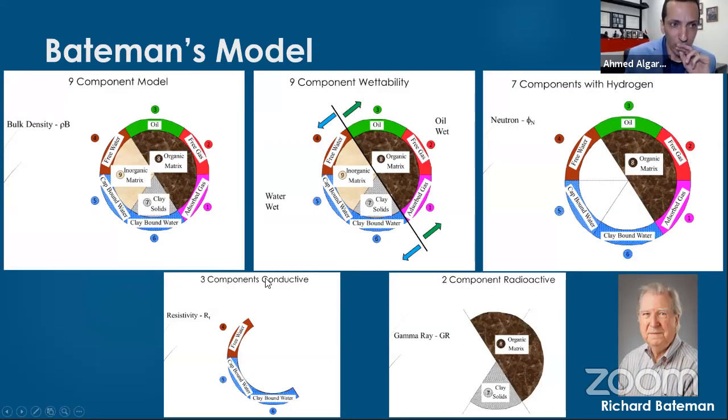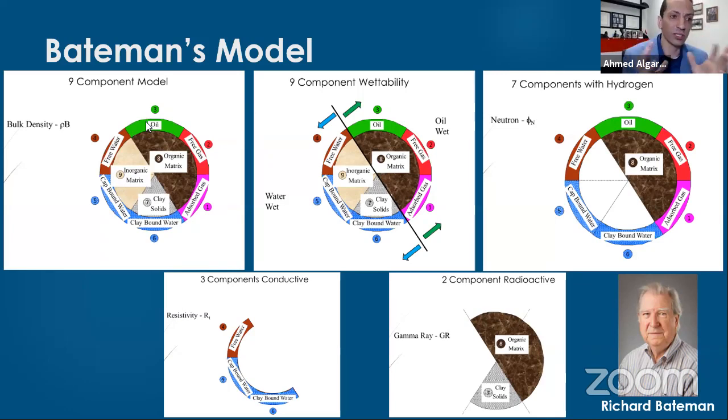I want to show you a good piece of work done by one of my advisors, Richard Bateman. He's a British guy who was teaching at Texas Tech University, and I was one of his students. He presented to us something very interesting that summarizes a lot of information. Look at the first one to the left, the 9 components model. These are all the 9 components that exist in the rock. So this is the rock, and this is what is inside the rock.